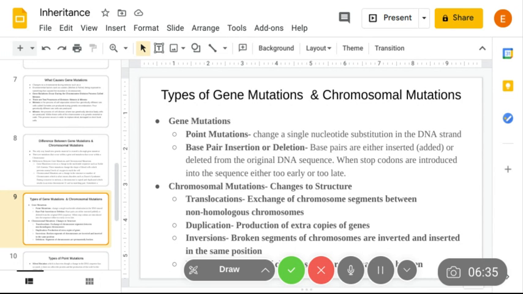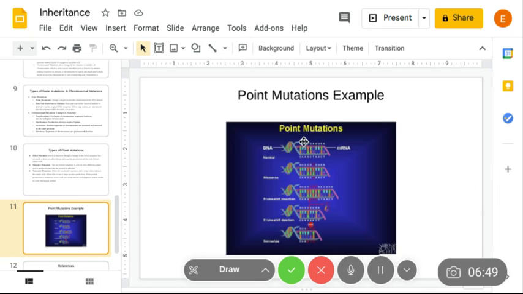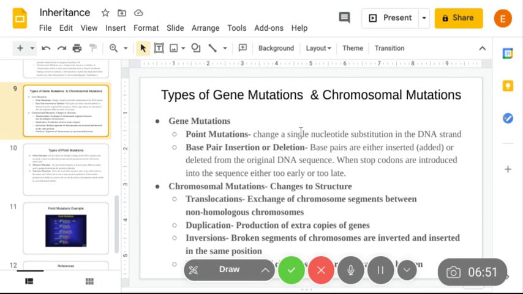Chromosomal mutations are changes to structure. Translocations are the exchange of chromosome sequences between non-homologous chromosomes. Duplication is the production of extra copies of genes. Inversions are where broken sequences of chromosomes are inverted and inserted in the same position.